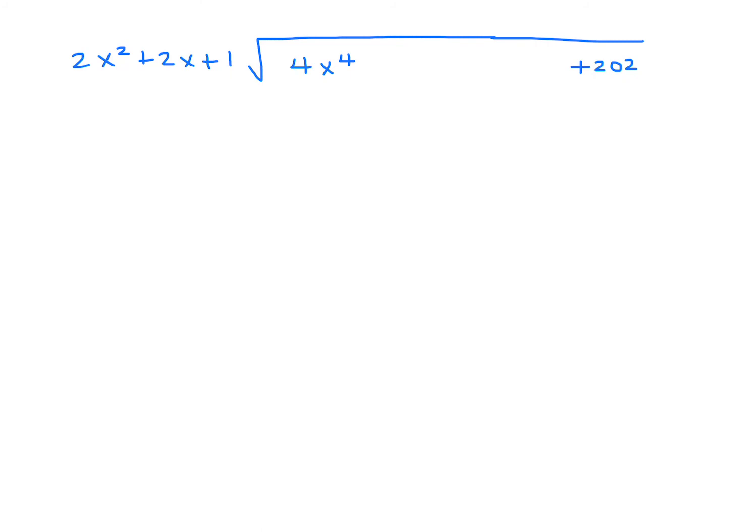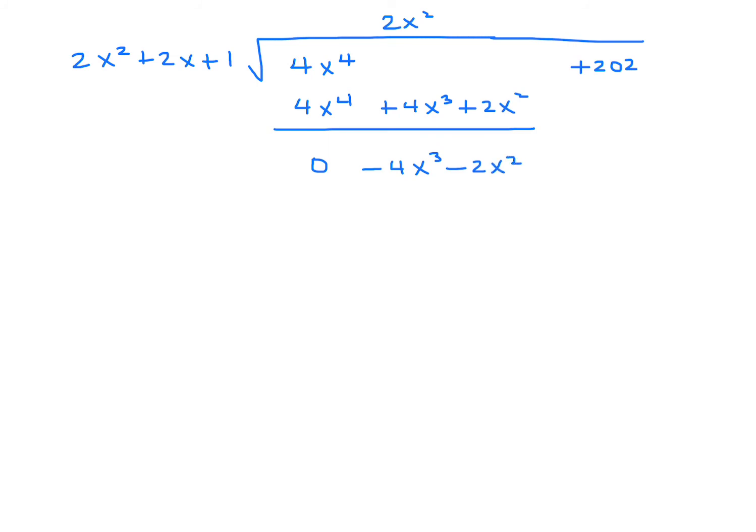Okay, so how many times does 2x squared go into 4x to the power of 4? I believe 2x squared. So multiplying, I get 4x to the power of 4 plus 4x to the power of 3 plus 2x squared. Okay, let's do the subtraction. And that's going to be 0 minus 4x cubed minus 2x squared.